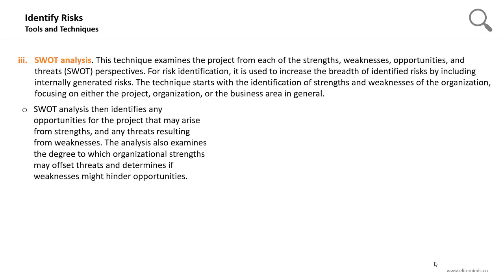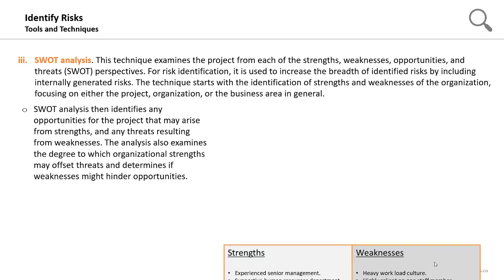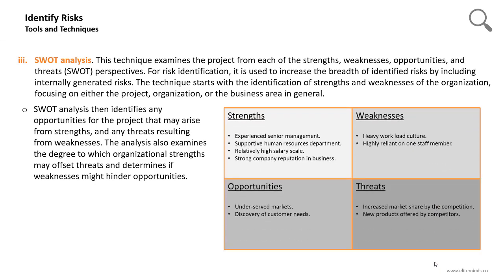The analysis also examines the degree to which organizational strengths may offset threats and determines if weaknesses might hinder the opportunities. So we usually start by identifying the strengths and weaknesses and then analyze those strengths and weaknesses to identify threats and opportunities for the project. Here is an example of implementing the SWOT analysis on your project. You can identify the strengths and then determine the potential opportunities from those strengths, and then identify the weaknesses and determine the potential threats.